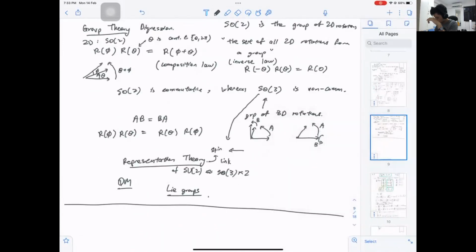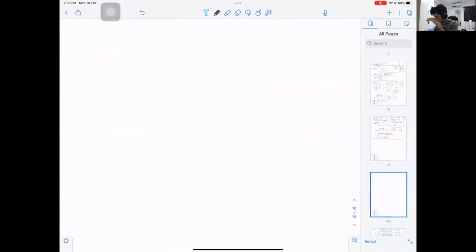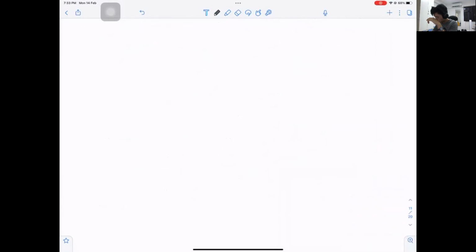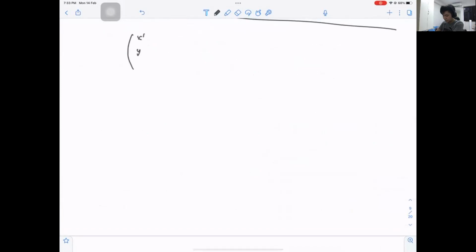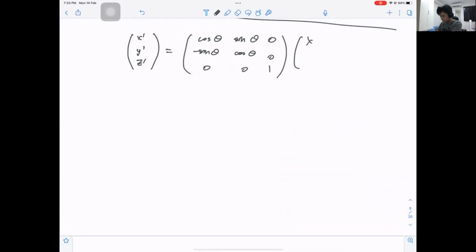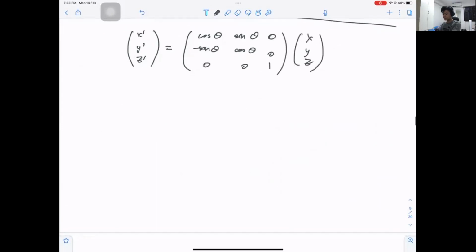So let's go ahead and talk about, let's return to where we came from. We left off by talking about how x prime, y prime, and z prime equals your rotation matrix, the inverse of the rotation matrix, like this. So this is where we left off.